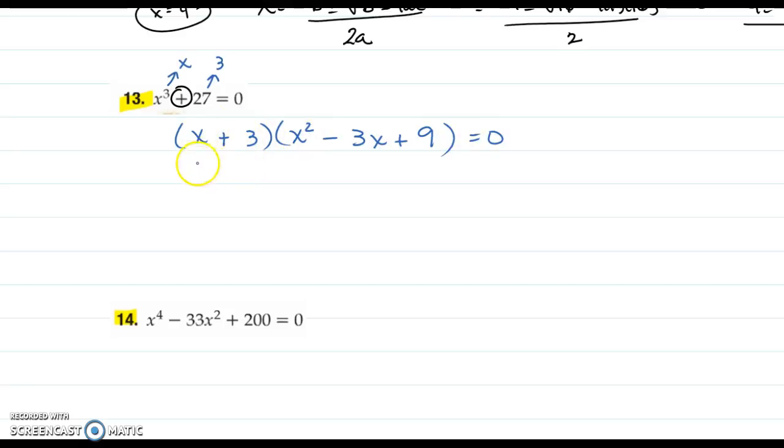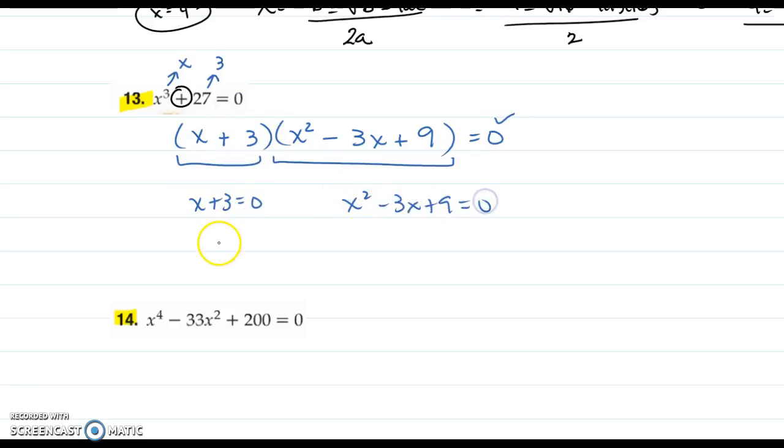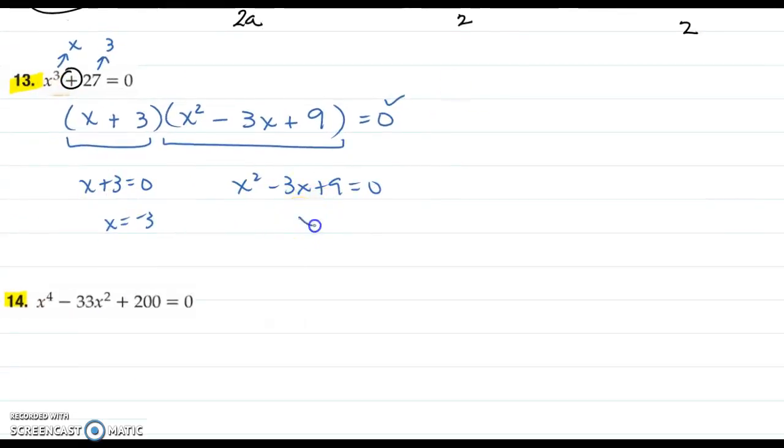So I take each one of those factors. I have 2 factors right now. And when they multiply to give me 0, I set each one of them equal to 0. So I get x plus 3 equals 0. And I get x squared minus 3x plus 9 equals 0. So x equals negative 3. And then again, I'm going to use the quadratic formula. X equals the opposite of b plus or minus the square root of b squared minus 4 times a times c all over 2a.